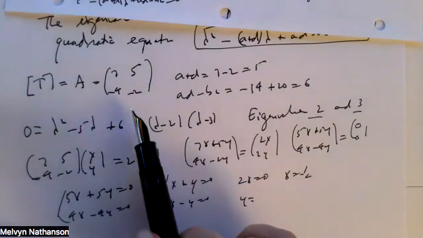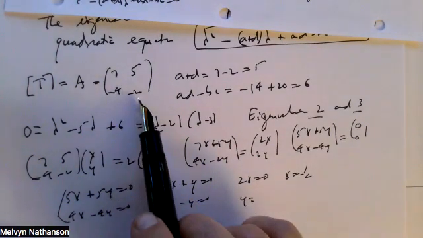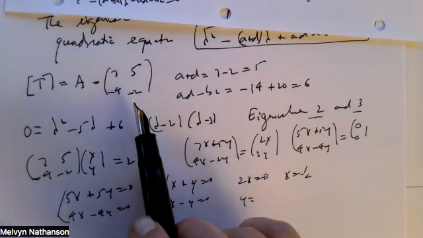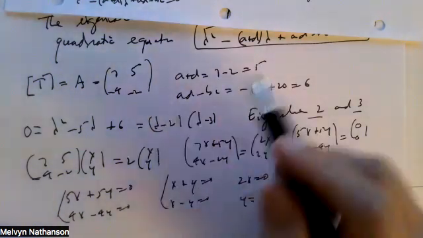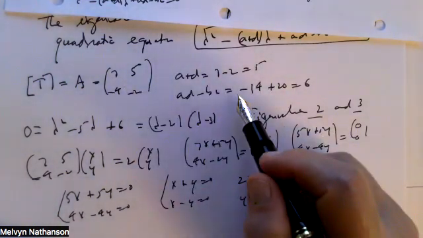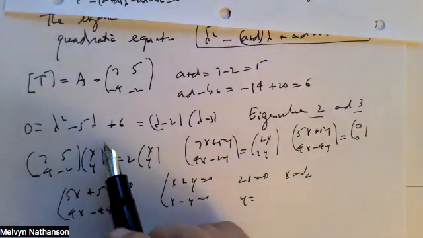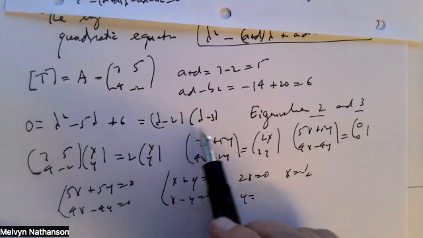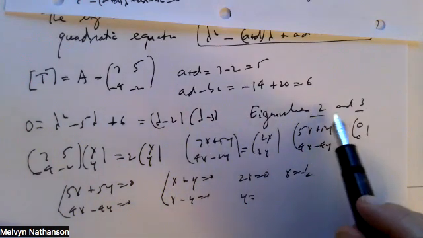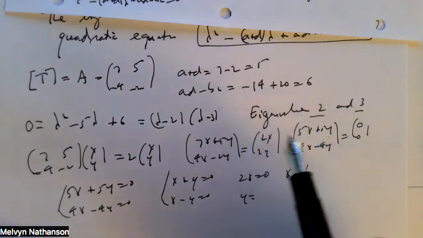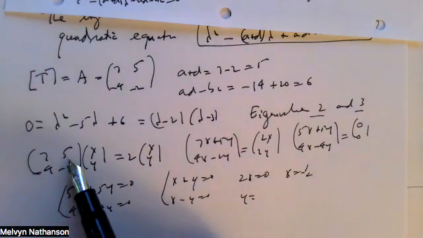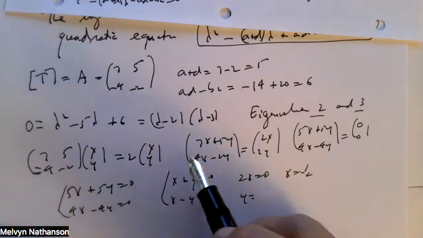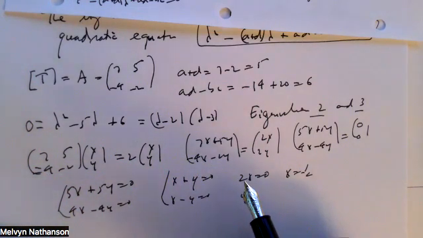7, 5, minus 4, minus 2. So A plus D is 5. AD minus BC is minus 14 plus 20, which is 6. So this is my quadratic equation. It factors as lambda minus 2, lambda minus 3. I get eigenvalues 2 and 3. So 7, 5, minus 4. Let me make sure I write this out. Yeah, this is minus 4. My handwriting is just so bad.